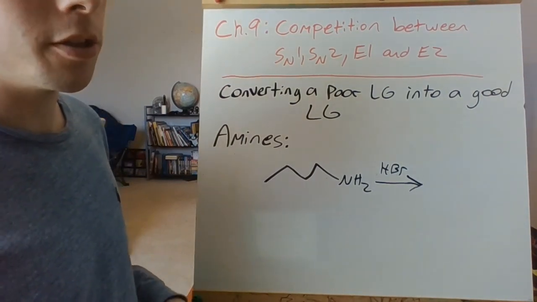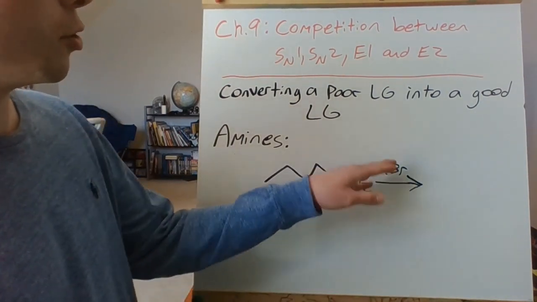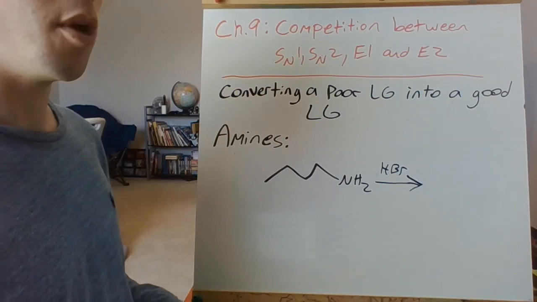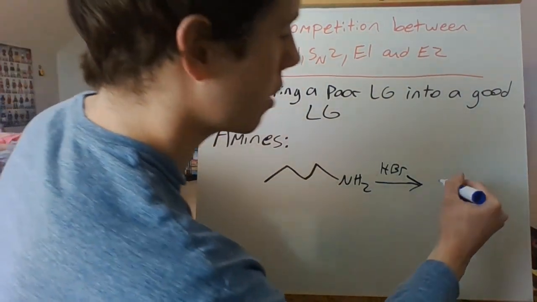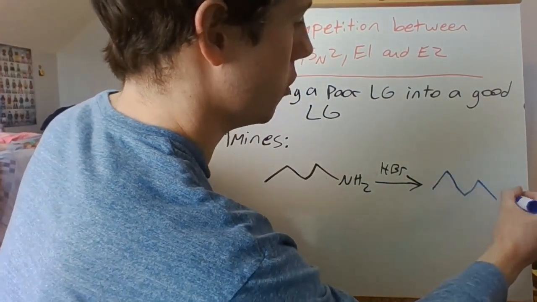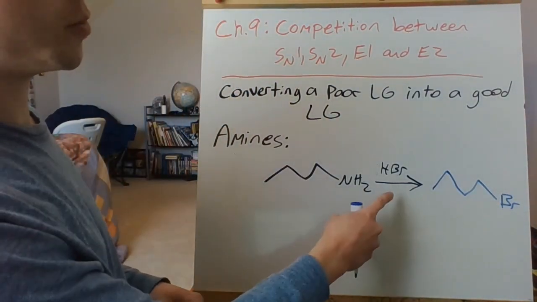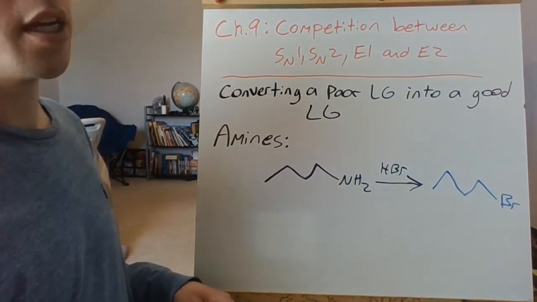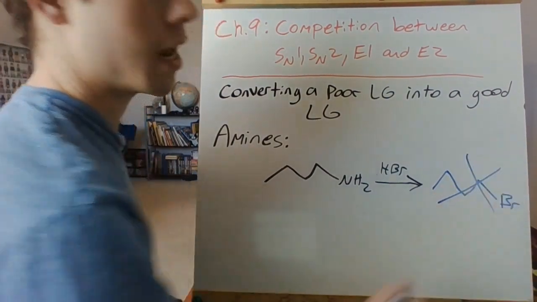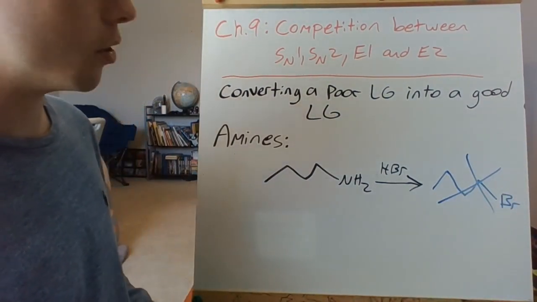So if we switch up the conditions from sodium bromide to HBr, unlike earlier, we are not going to get the expected product. So remember when we took the alcohol, we treated it with HBr, we got the alkyl bromide. In this case, this does not happen. We do not make this molecule.